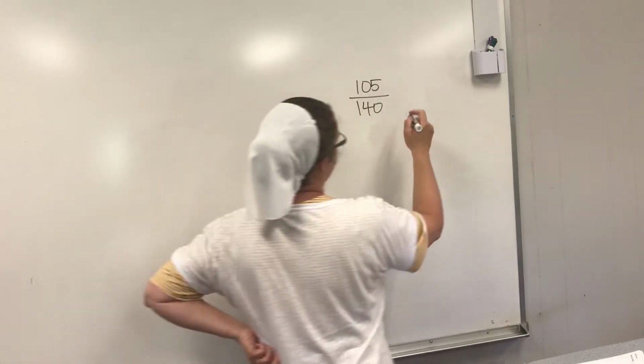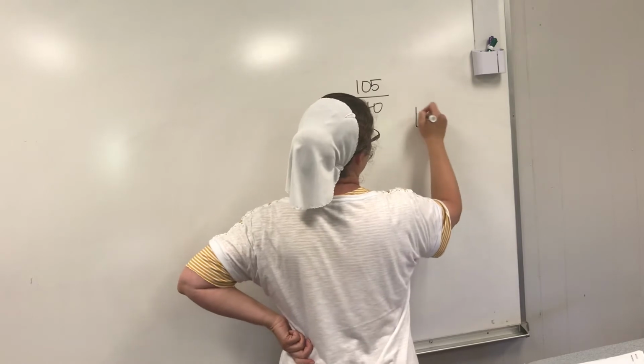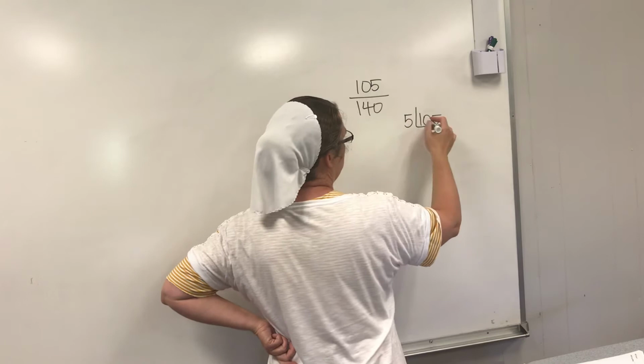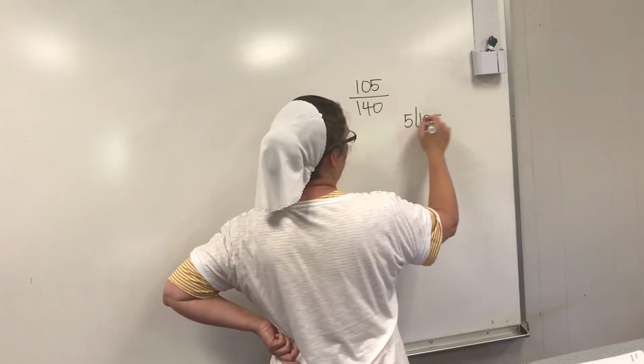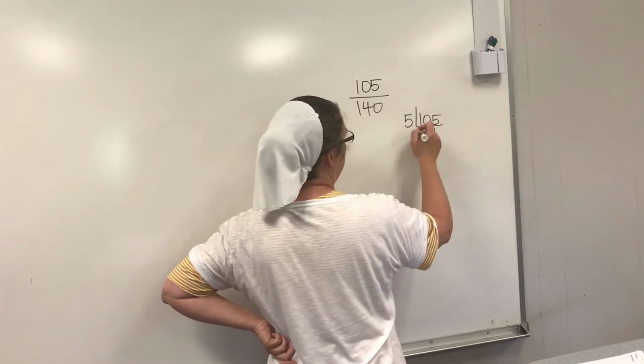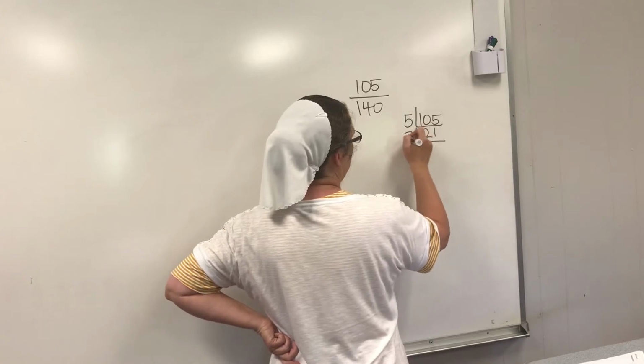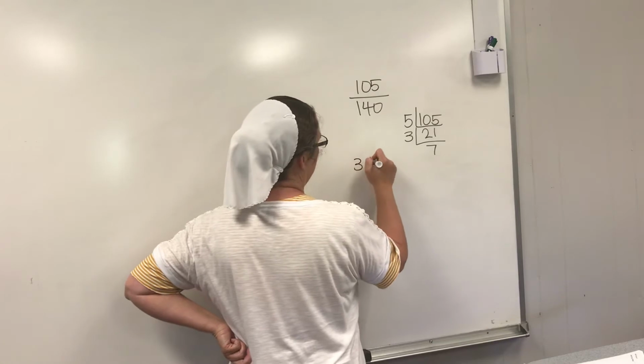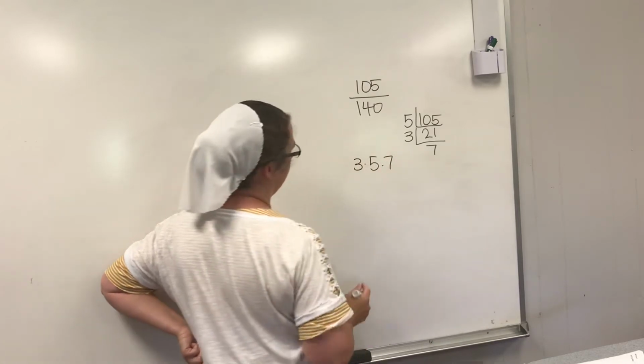And prime numbers of 105, it's going to have to be 5. 5 goes into 10 2 times. 5 goes into 5 1 time. 3 will go into 21 7 times. So we've got 3, 5, and 7.